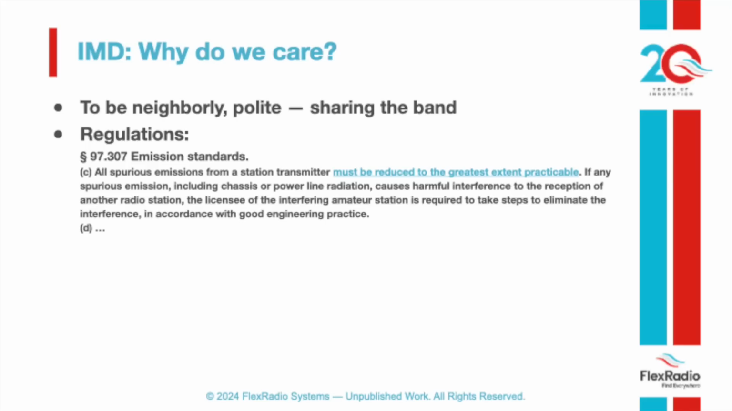So why do you care? Well, it's neighborly not to splatter on the band. So if you've ever worked a contest and there's somebody that's turned it up to 11 in their amplifier and they're splattering, you know how uncomfortable that can be to operate next to them, hearing all that junk come out. There's actually Part 97.307 in the emission standards that says to the greatest extent possible, you need to eliminate this kind of stuff. So there's actually a rule trying to get us to do this as well. And frankly, tube amplifiers were better about this than our transistor amplifiers today. So in the amateur world, we've kind of gone backwards a little bit.